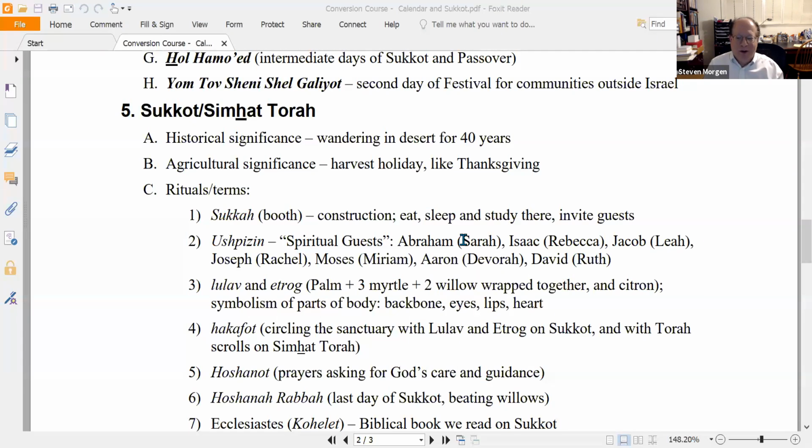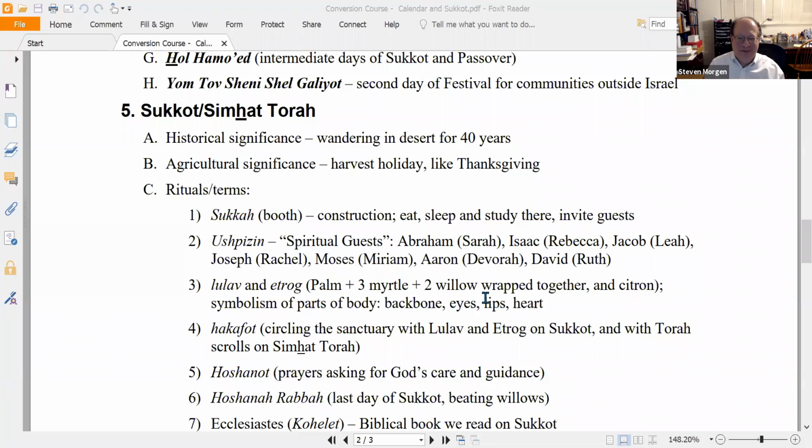But we invite spiritual guests, right? Our ancestors. Traditionally it was Abraham, Isaac, and Jacob, Joseph, Moses, Aaron, and David, one for each day of the Sukkah festival. In the modern egalitarian world, we invite women along with the men. So Abraham and Sarah, Isaac and his wife, Rebecca, Jacob and one of his wives, Leah, Joseph and his mother, the other wife, Rachel, Moses and his sister, Miriam, who was also a prophetess, Aaron and Devorah, another prophet, and then David and Ruth, his great-great-grandmother.